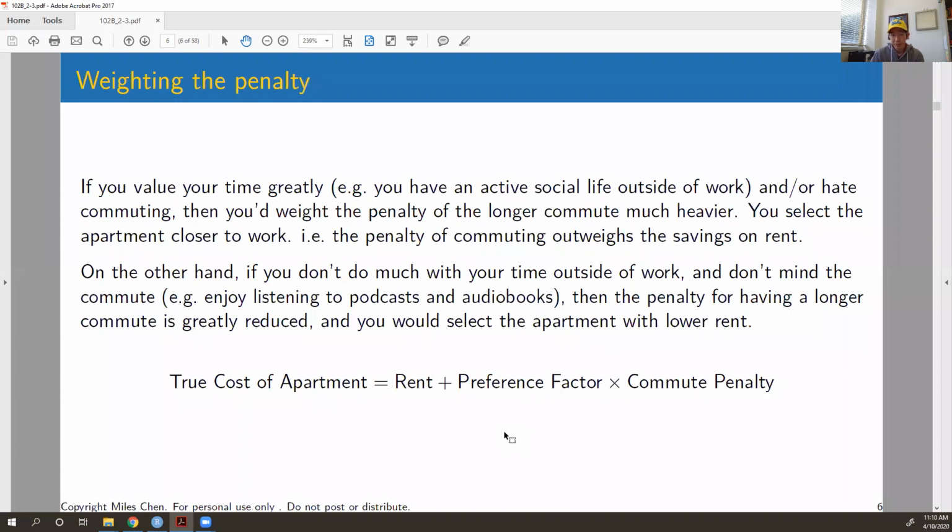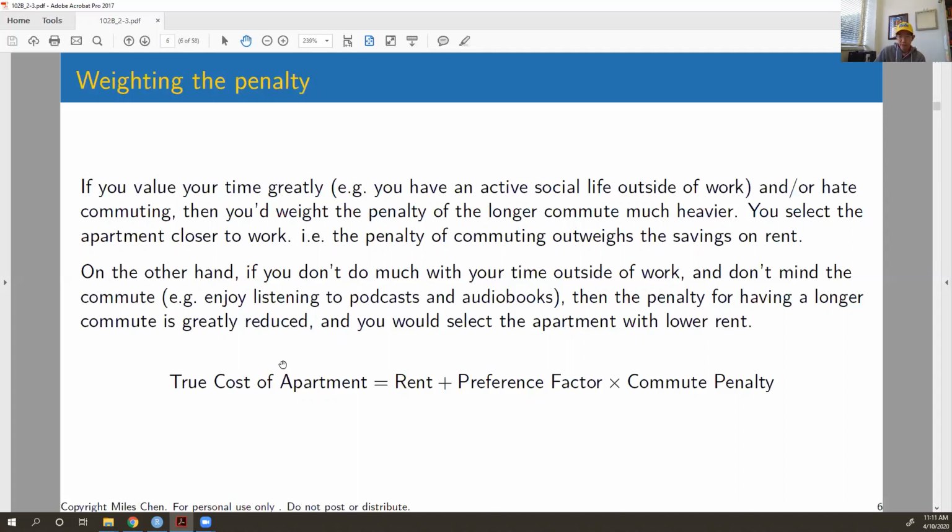And so if you value your time greatly and you've got an active social life outside of work, or you hate commuting, then you'd weigh the penalty of the longer commute a lot heavier. On the other hand, if you don't mind the commute, or you don't do a whole lot with your time outside of work, then the penalty for a longer commute is reduced. You don't love it, but you also don't mind it. In that case, you'd pick the apartment with the lower rent and longer commute.